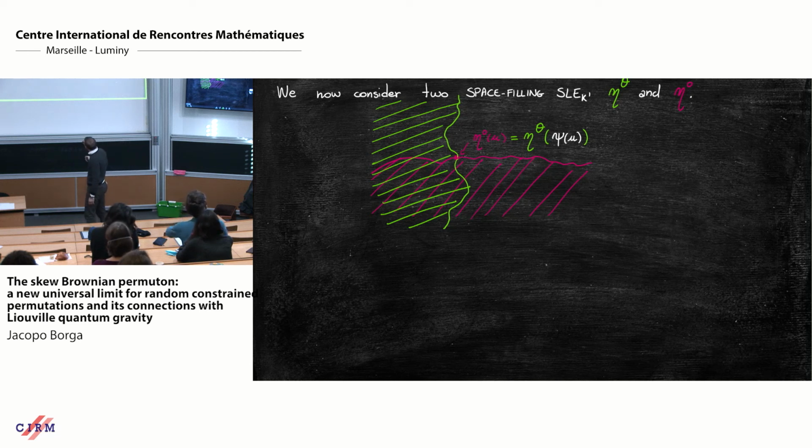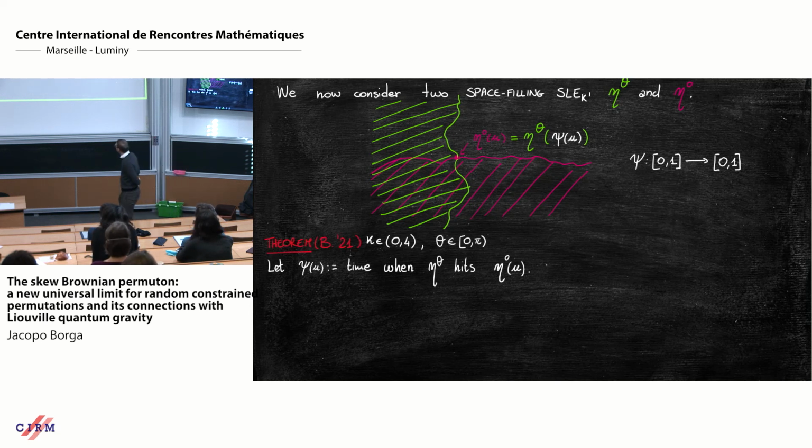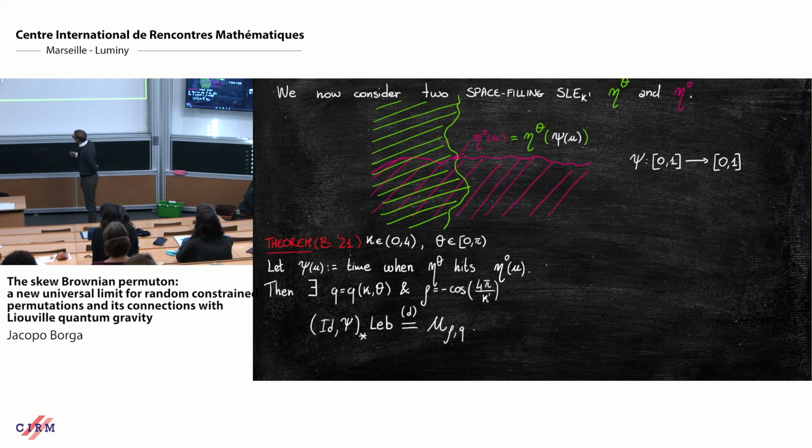Okay, so now one is moving from bottom to top, one is moving from left to right. And at each time u, I have a time psi of u where I'm hitting the point that was visited at time u by one of the two curves. So phi of u is the time when eta theta is visiting eta 0 of u. And the theorem is the following.